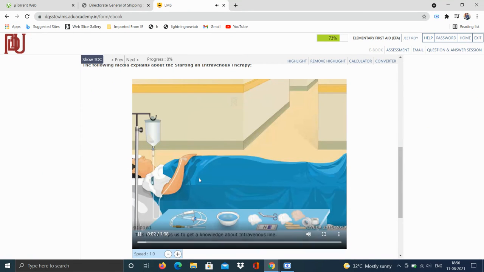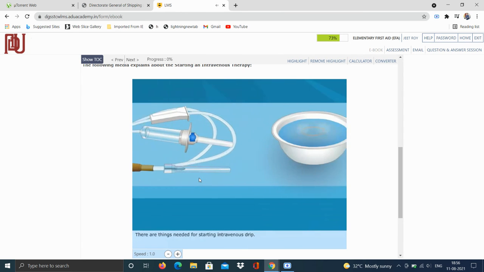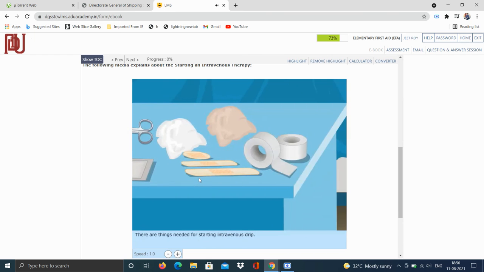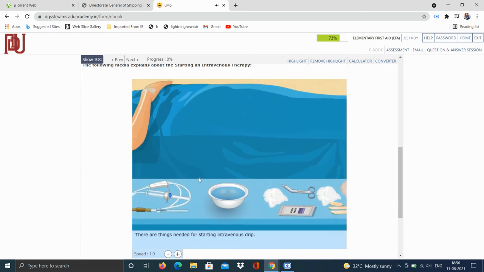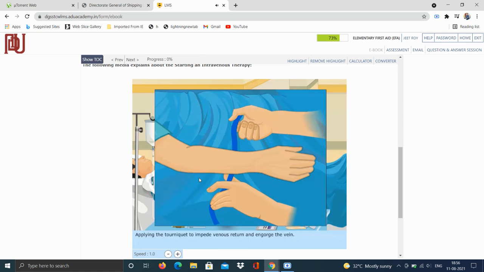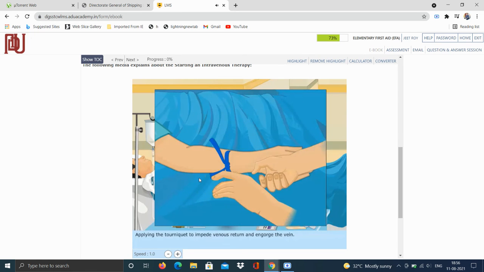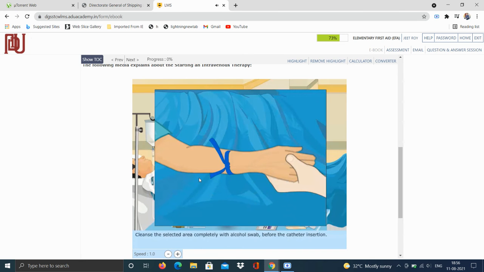This media helps us to get knowledge about the intravenous line. There are things needed for starting an intravenous drip. First, look at selecting an appropriate vein. Apply the tourniquet to impede venous return and engorge the vein. Cleanse the selected area completely with an alcohol swab before the catheter insertion.